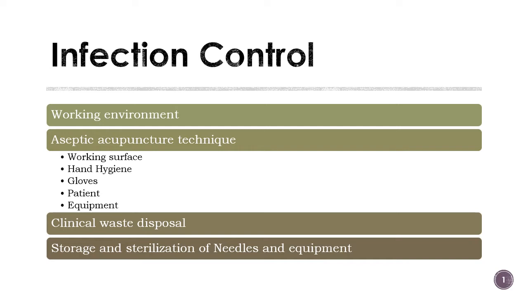Then once the working environment is clean, you would see the patient and do a consultation and risk assessment. You'd also decide which technique you were doing, which would affect whether you would have to clean the working surfaces, whether you'd have to wear gloves and all that. Once you've decided, if your treatment was acupuncture, you would follow the aseptic acupuncture technique, which would involve cleaning your working surface if it's not already cleaned from the previous step, performing hand hygiene, gloves, cleaning the patient, cleaning the equipment. And then once all this is done, you could perform the treatment procedure.